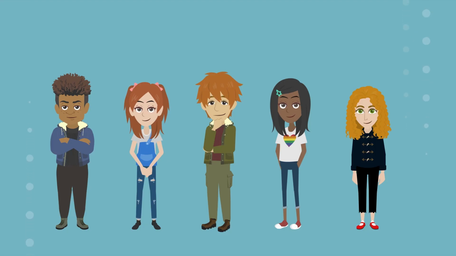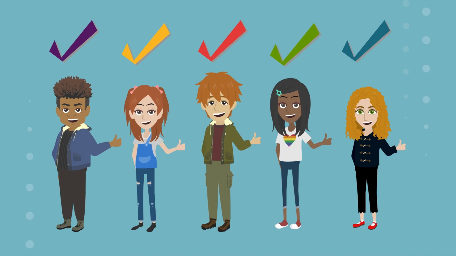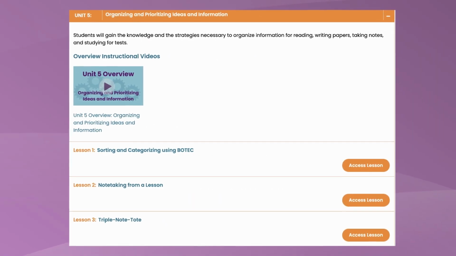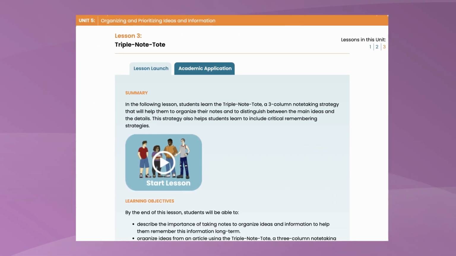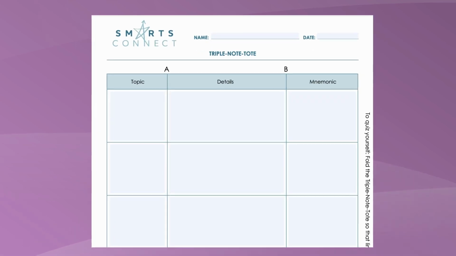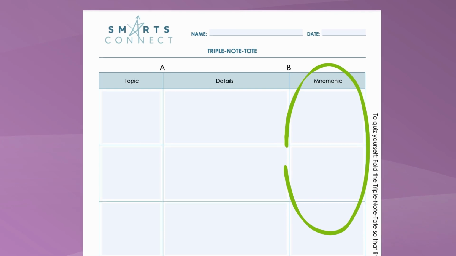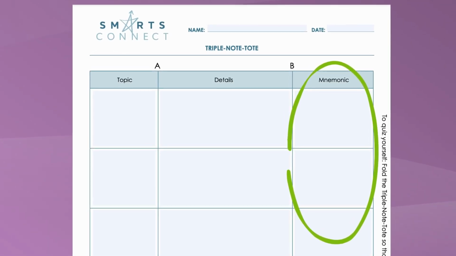Some students like to use their favorite color when highlighting the most important things they need to remember from their notes. The triple note tote strategy is a great way to help students visually understand how to organize main ideas and supporting details. This note-taking template includes a critically important third column for students to develop personalized strategies that will help them remember important information. Keep these concepts in mind as you teach the SMARTS organizing lesson plans.